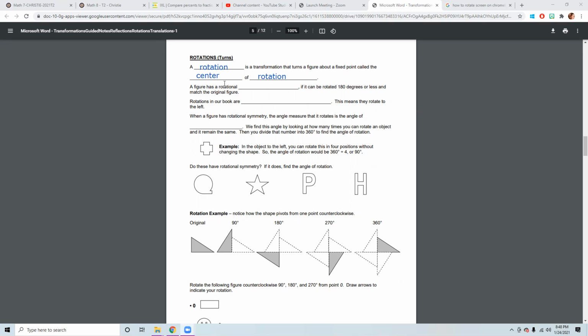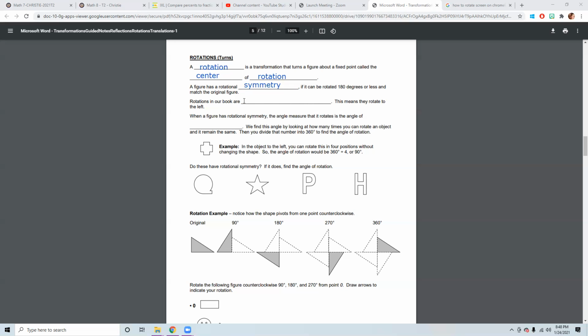A figure that has rotational symmetry. So rotational symmetry. A figure has rotational symmetry if it can be rotated 180 degrees or less and match the original figure. So we're going to talk about that and go into a couple of examples. But first, let's finish out these notes up top.